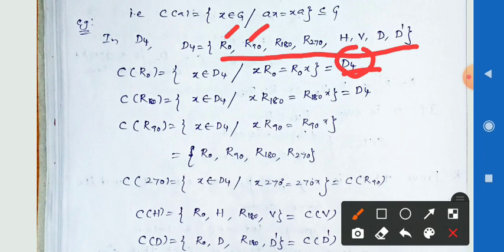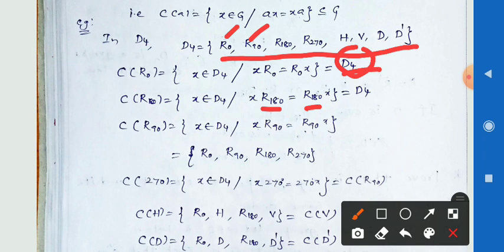If we take R180, C of R180, with R180 fixed, X must be taken from the D4 set, the dihedral group set. If we multiply R0 into R180, that is equal to R180 into R0, then they are equal. Therefore, R0 exists in C of R180.